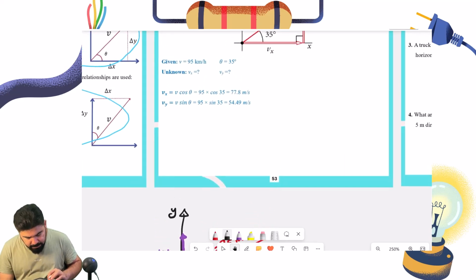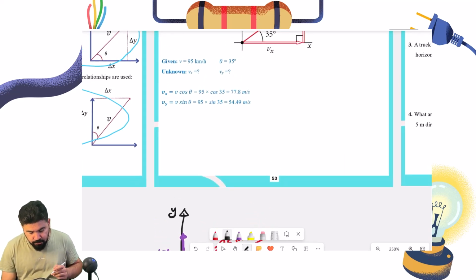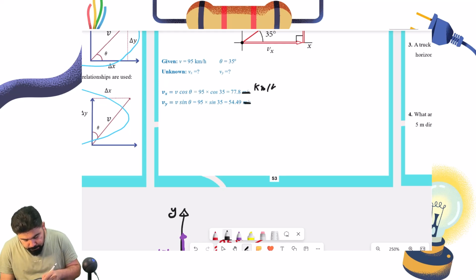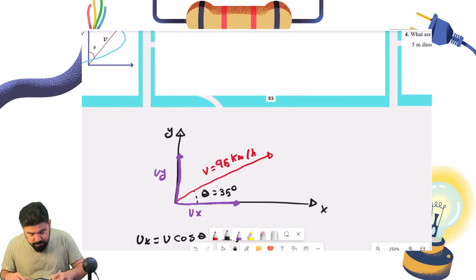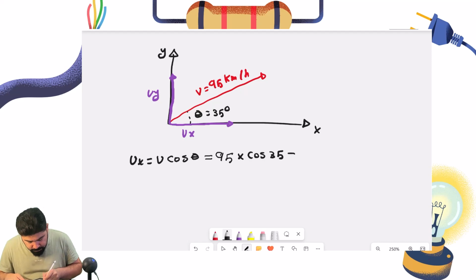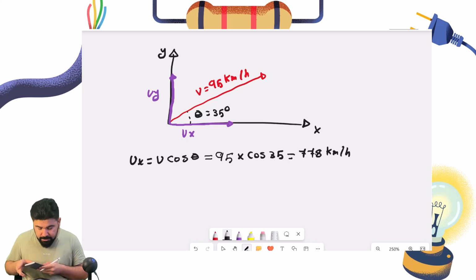70. This has been changed into meter per second, but this is wrong. This is kilometer per hour. So we have 77.8 kilometer per hour. So this is equal to 77.8 kilometer per hour. And let's check, let's see if we are correct. So 95 times cosine of 35.